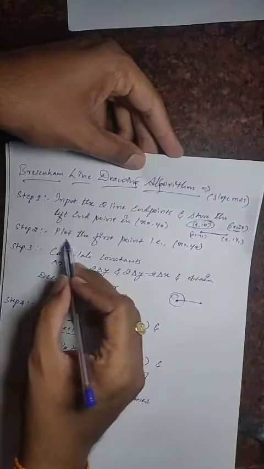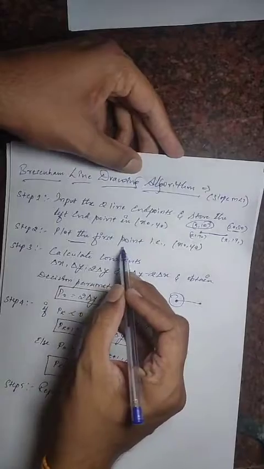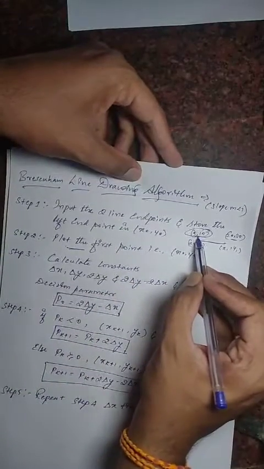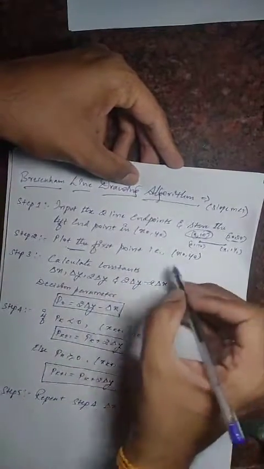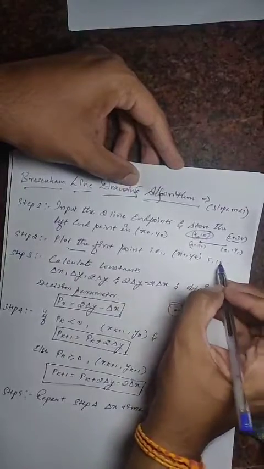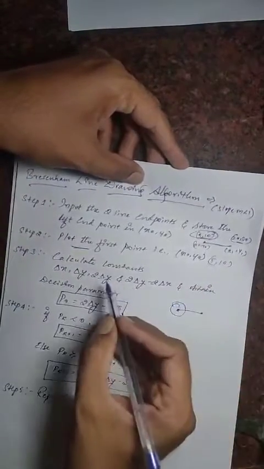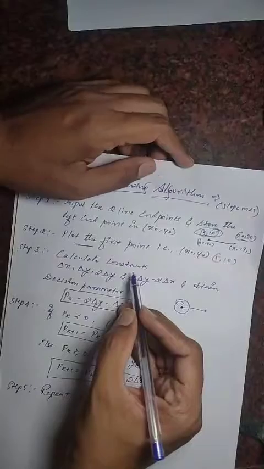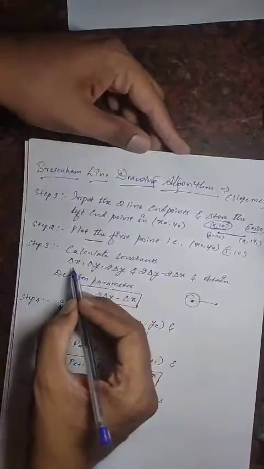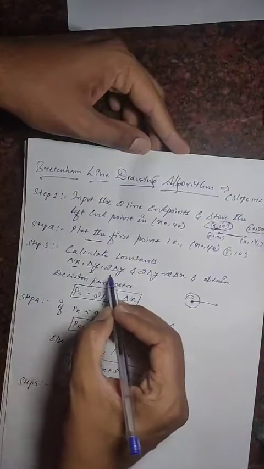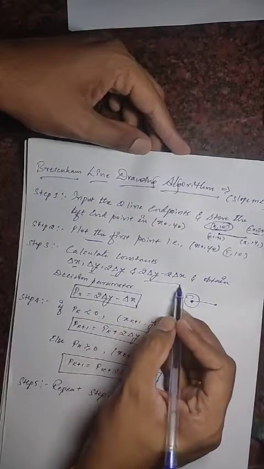Next, coming to the second step, plot the first point. In this example, what is our first point? 5, 10. I am going to store the 5, 10 in the second step. Next, coming to the third step, we are going to calculate the constants. What are the constants we are going to calculate? Delta x, delta y, 2 delta y, 2 delta y minus delta x.